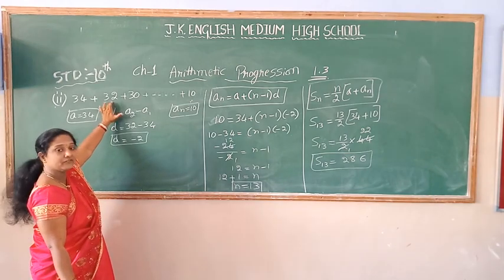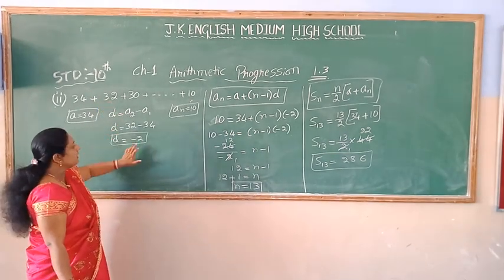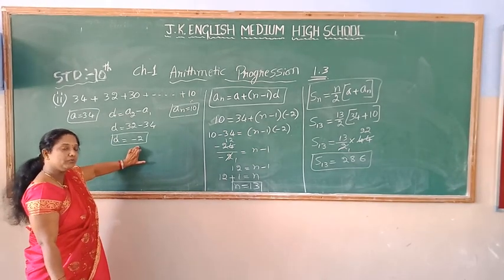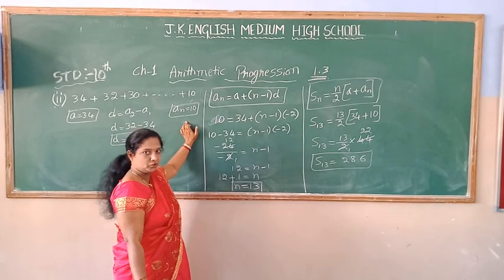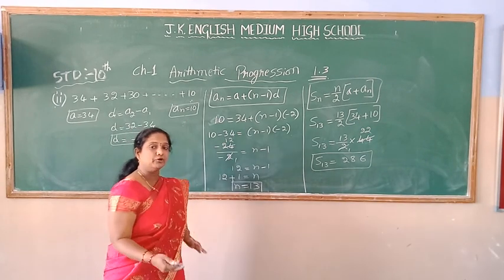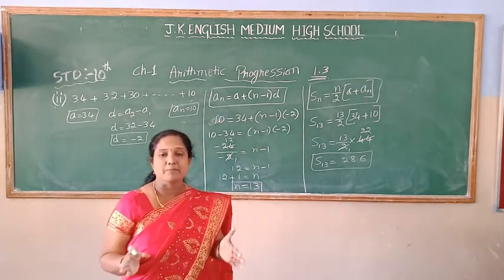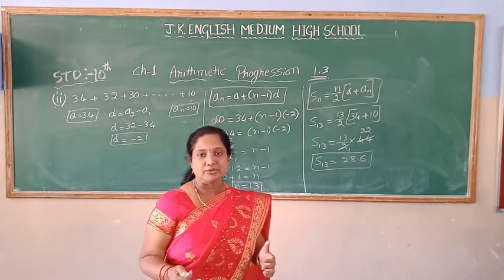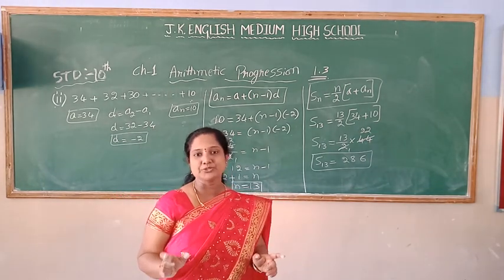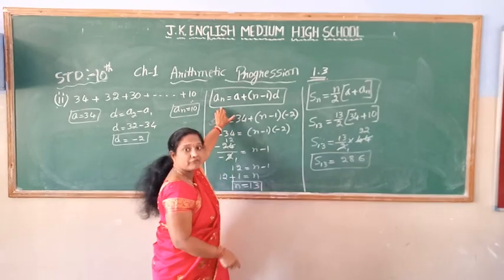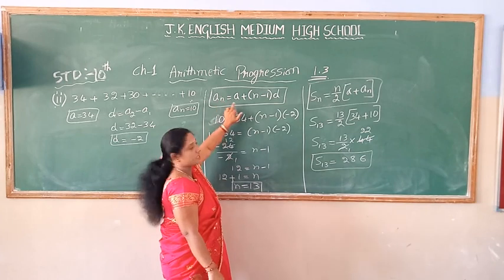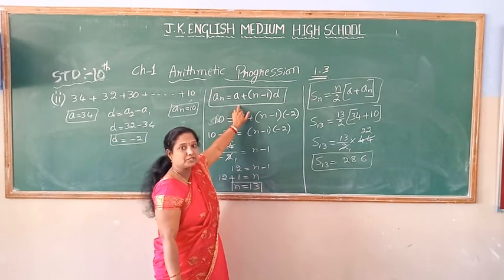Subtracting the first term from the second term, I will get the D value, minus 2. Then the A value is the last term value we know. But we have to find the N value to find the sum of n terms of this AP. So to find N, I have to use the nth term of this AP. So write the formula of the nth term of an AP: An is equal to A plus (N minus 1) into D.